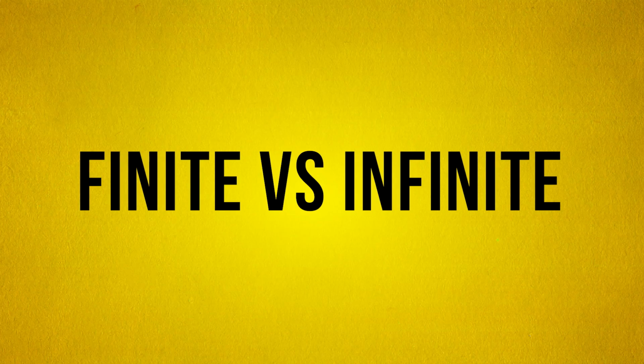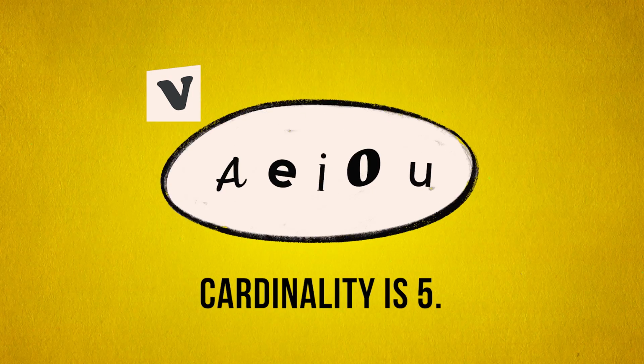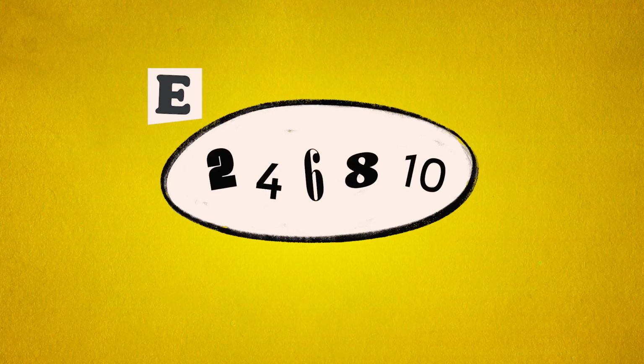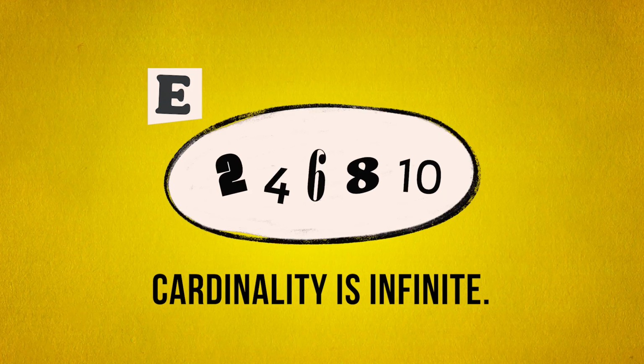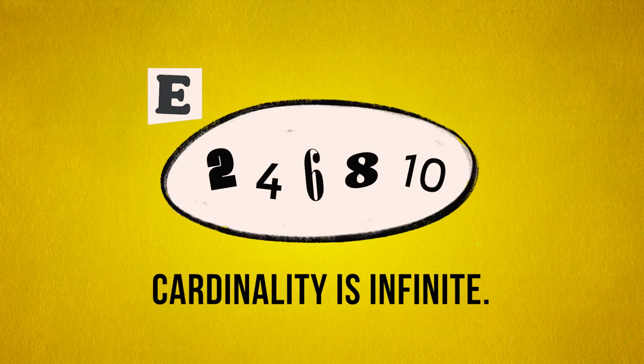Sets can be either finite or infinite. Sets also have what we call a cardinality. Our previous set V, a set containing all vowels, would have a cardinality of 5 since it has 5 elements. Set E, however, would have a cardinality of infinity since it is an infinite set containing all natural even numbers.